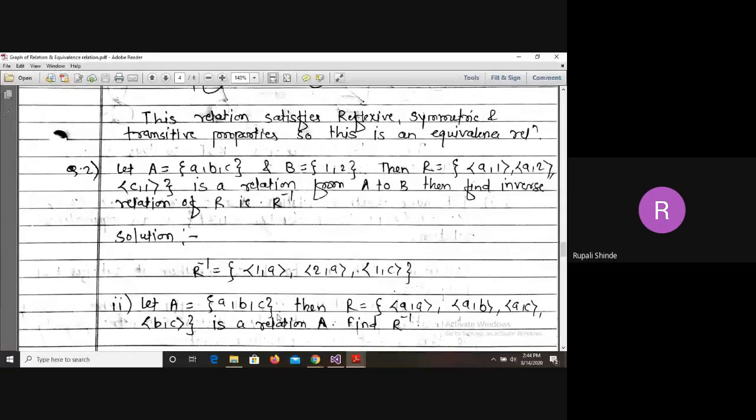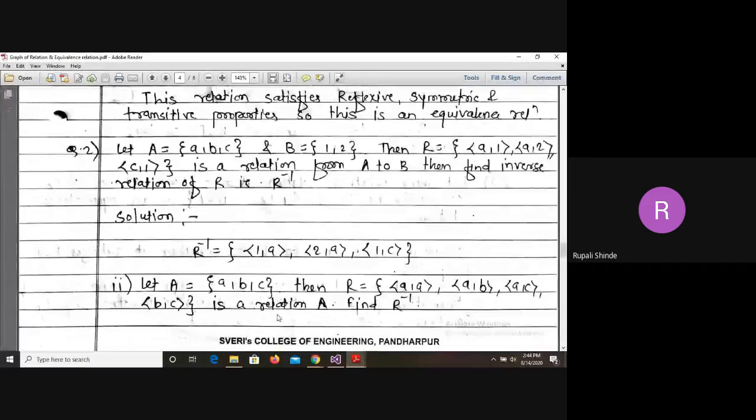So the second question is given. Let A equal {a, b, c} and relation R is given by a set of these ordered pairs. Then find R inverse. So now tell me, what are the ordered pairs we can include in R inverse? Yes, you have to interchange the position of elements in every ordered pair. (a, a), (b, a), (c, a), and (c, b). Yes, correct. So this is the answer for R inverse. Good.